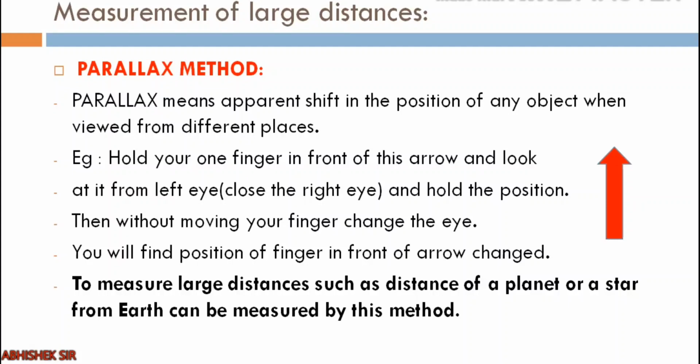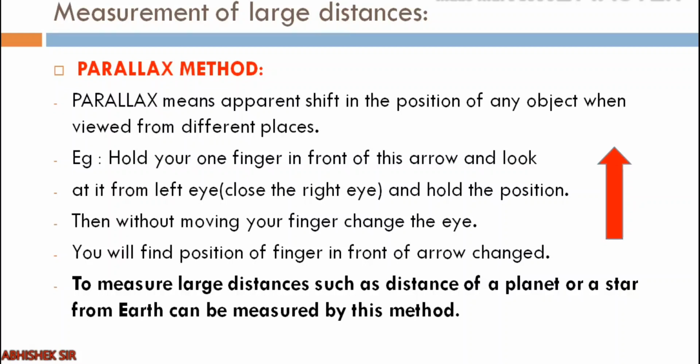That means the finger is the same, the arrow is the same, but the position is changing because you are seeing it from a different position. Clear? Our eyes are at slightly different positions. So this is known as parallax, a shift in the position. Clear?